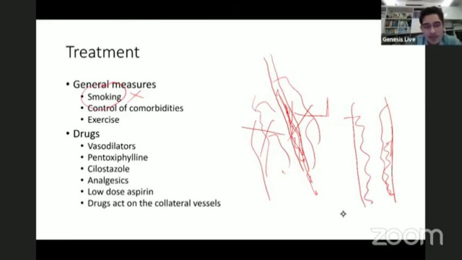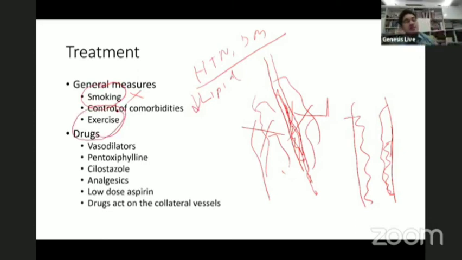Control of comorbidities. If the patient has hypertension or diabetes, you must control it. If the patient has hyperlipidemia, you must get it down. Exercise is very, very important. Unfortunately, in our country, exercise is not something that we commonly do. Even if you ask the patient to do some exercise, patients sometimes say, give us some drugs. Nobody wants to do exercise. Ask the patient to do at least 1 hour of walking every day. If he wants to do something more, it's okay, but at least 1 hour of walking every day.